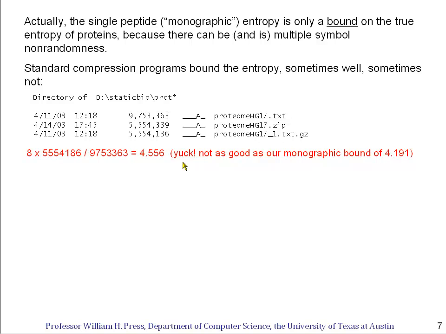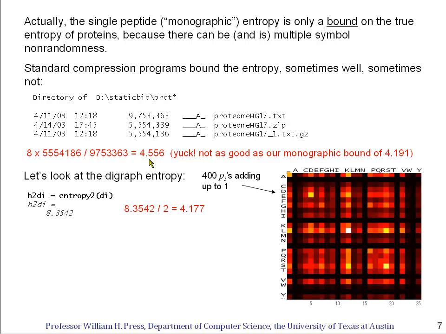Well, actually, that's not very good compression. If we used just the monographic statistics of the amino acids, we should have been able to compress to 4.191 bits per character, and zip and gzip didn't even do that well. Of course, they have to be written to compress very general files, not just files of amino acids. So let's look at digraph entropy, and now I'll tell you what I really mean by that.